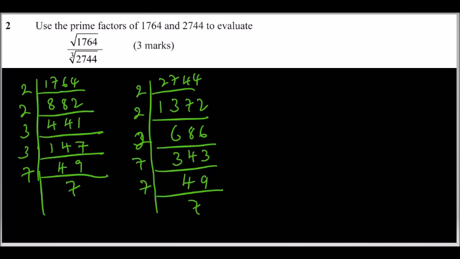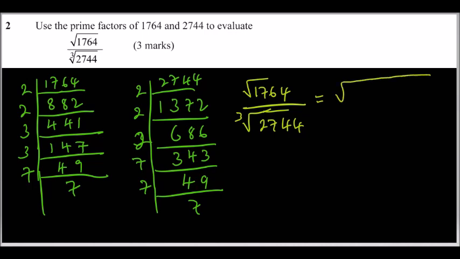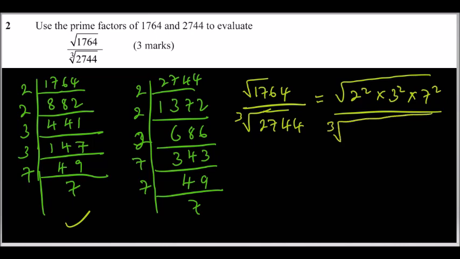That is the square root of 1764 divided by the cube root of 2,744. We write now this in terms of the prime factors. If you look at the prime factors of 1764, we have 2 squared multiplied by 3 squared multiplied by 7 squared. We divide by the cube root of this, which will give us 2 cubed multiplied by 7 cubed.